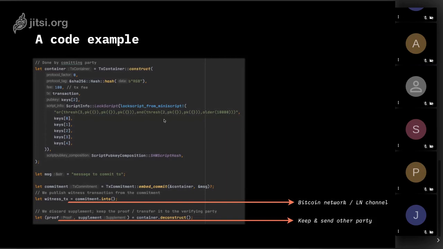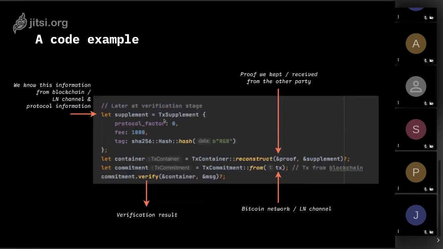Then we have a message we would like to commit to, and we create a commitment from the container and the message with a simple procedure named embed commit. We get this commitment. We get the witness transaction from the commitment, and we can publish it to the Bitcoin network. And then we deconstruct the container into the proof and supplement, and we keep the proof for us and send it to the other party when we would like to prove.